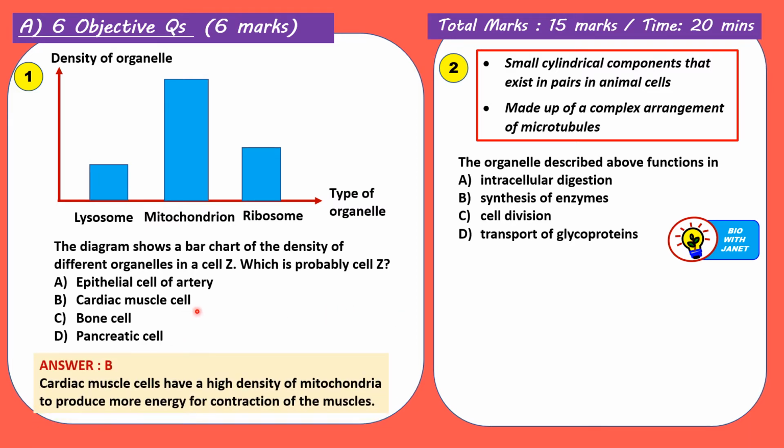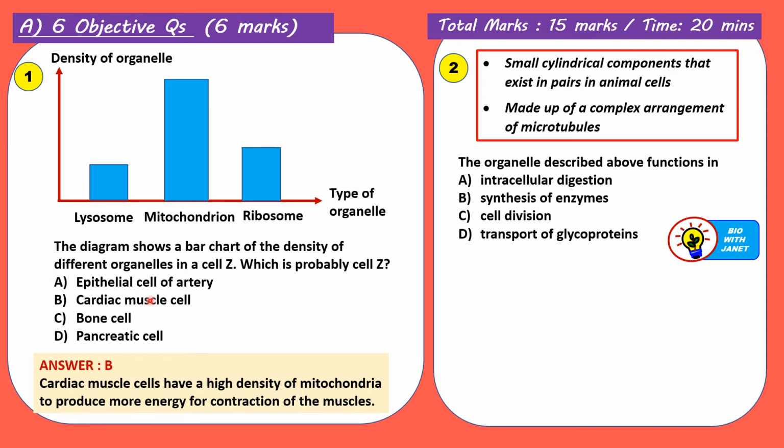The answer is B, cardiac muscle cell, because cardiac muscle cells have a high density of mitochondria, as shown in this diagram. In fact, cardiac muscle cells have about 5,000 mitochondria per cell. This high density of mitochondria is needed so that more energy can be produced through cellular respiration. Cellular respiration in the mitochondria produces this energy for contraction of heart muscles.